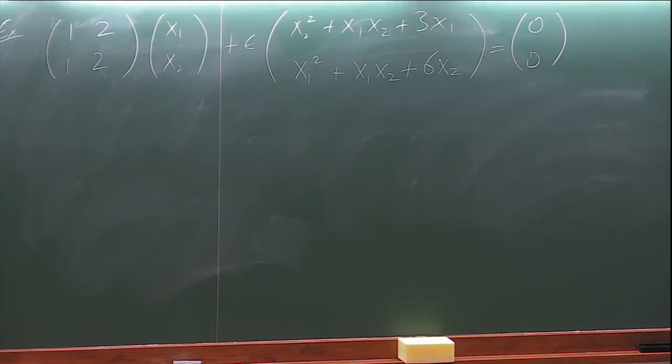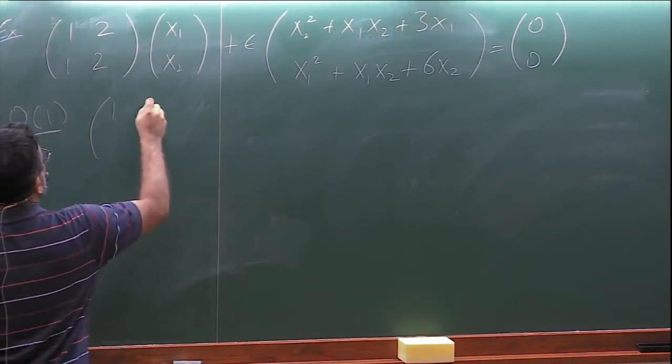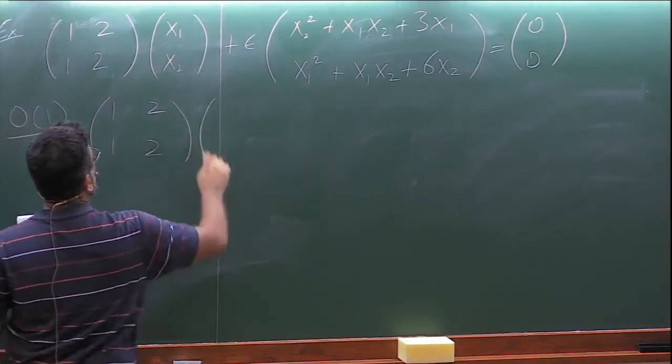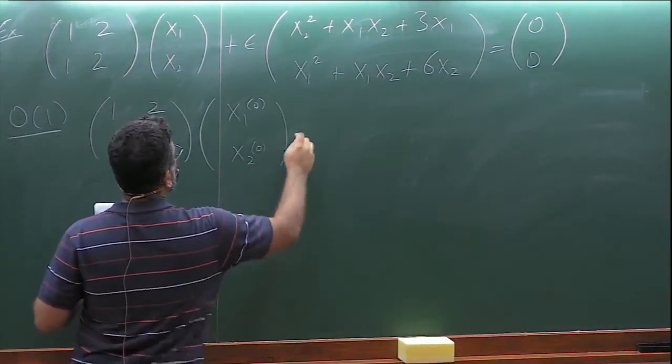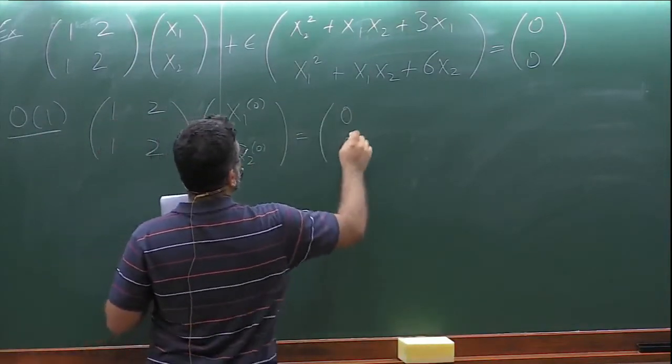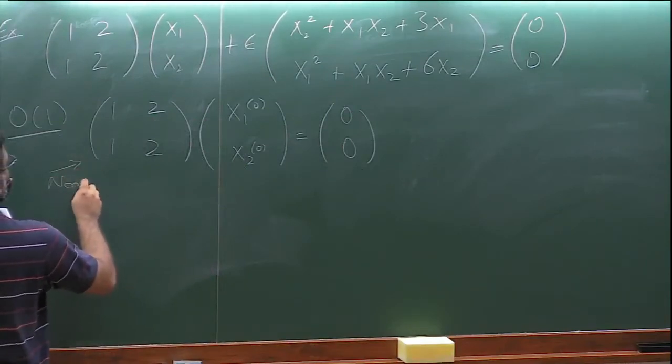Okay? So once again, we take an expansion, and we consider the order 1 equation. 1, 2, 1, 2, times x1, 0, x2, 0, should be 0, 0. Now this is a non-invertible matrix.